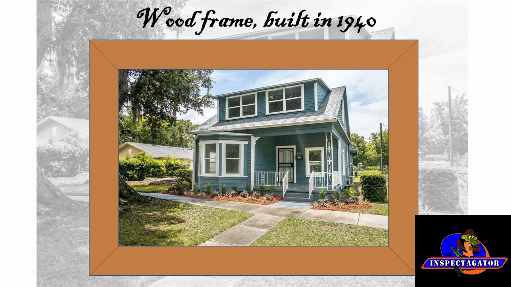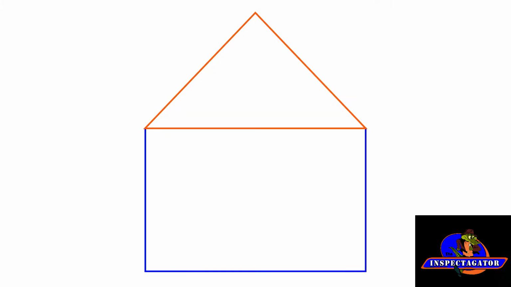So let me give you a little background. This is a wood frame home built in 1940, and I'm going to take you through this kind of graphically, if you will, and don't laugh because I created all these all by myself. So we basically have two boxes. The lower box is the interior space we live in, and the upper box is the attic that we don't live in. And they're two totally different environments.